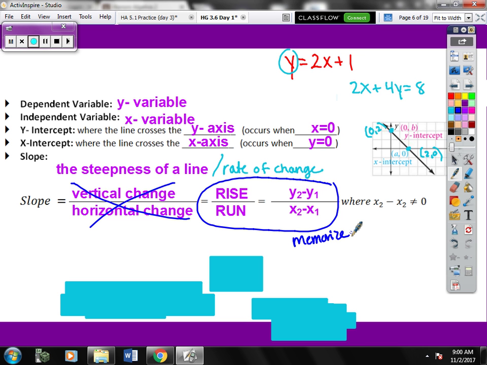It does say where x2, this should say x2 minus x1 can't be 0. You can't get 0 in the denominator. If you do, the slope is undefined. It's said to be undefined.